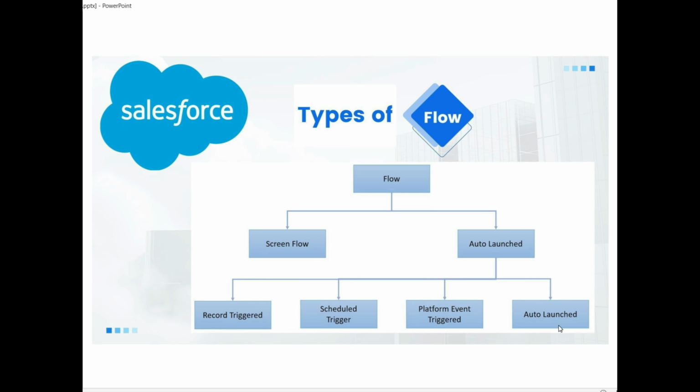And the fourth one is the autolaunched no-trigger flow. This flow needs to be manually triggered, maybe from a button click or another flow. So it is triggered by Apex, process builder, another flow, REST API, etc. So basically, screen flow is for user interaction, and autolaunched flow handles all your background logic, whether it runs on a record change, schedule, external event, or is manually triggered.